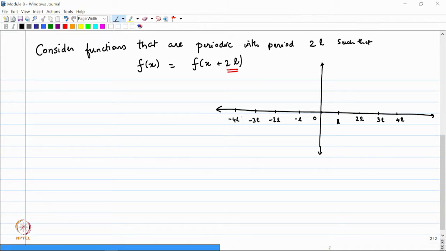So now what I can do is, let us say I have a function that looks like this.